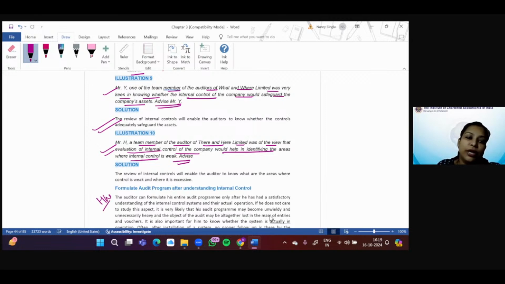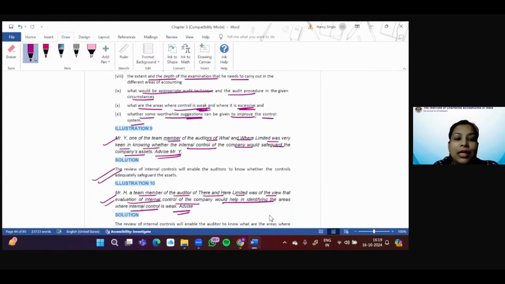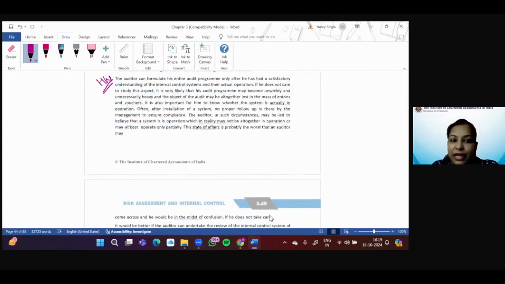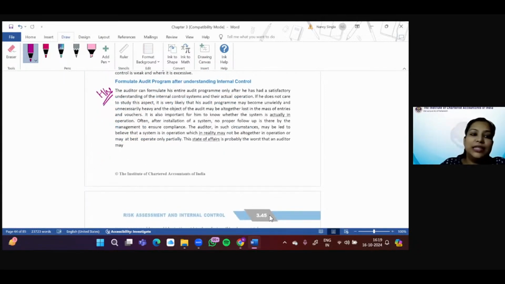Students, this next point I'm giving you as homework. This is given on page number 3.44 of your module. So I'll just give you a brief idea as to what is contained here. So it says formulate audit program after understanding the internal control.